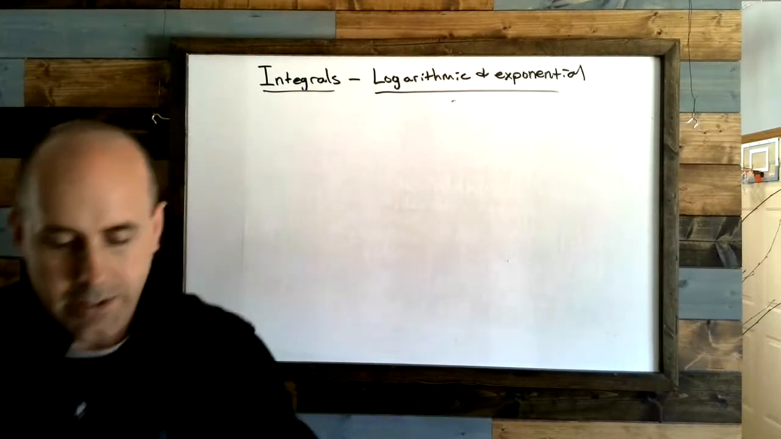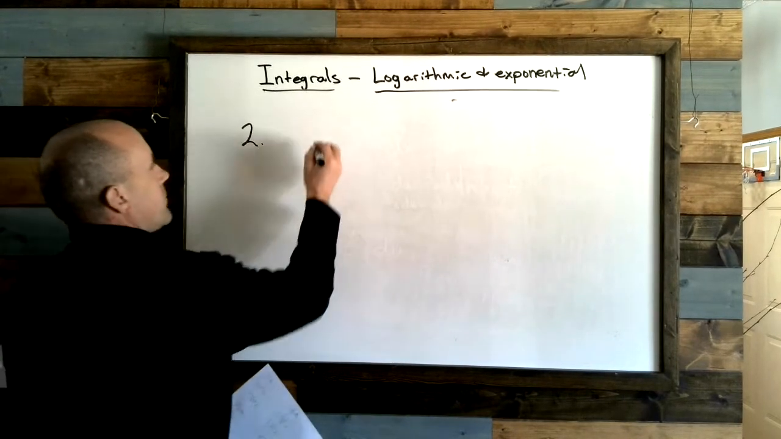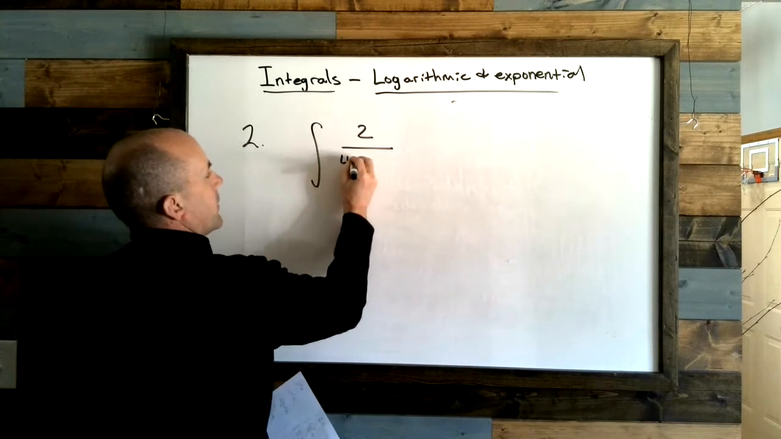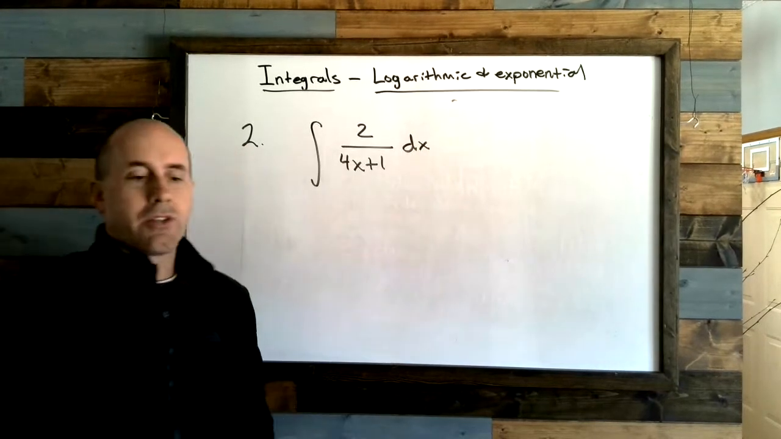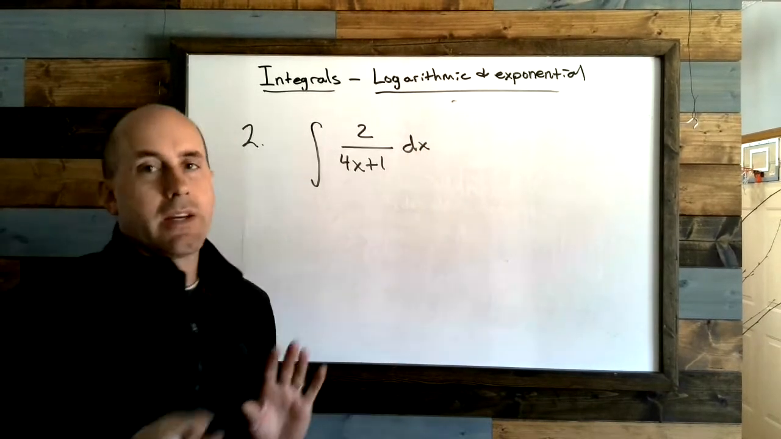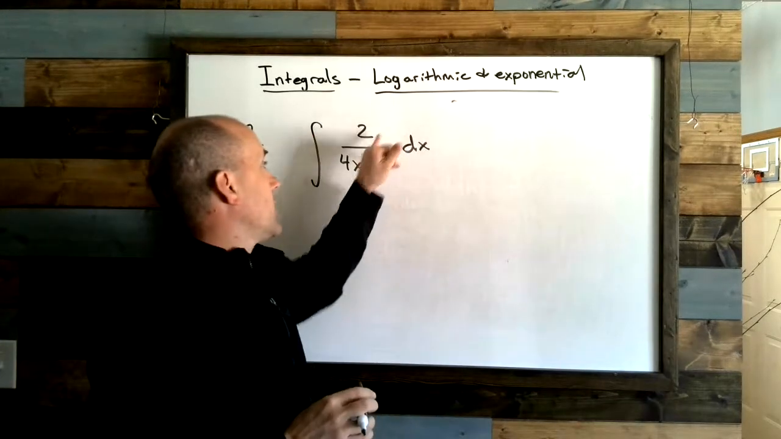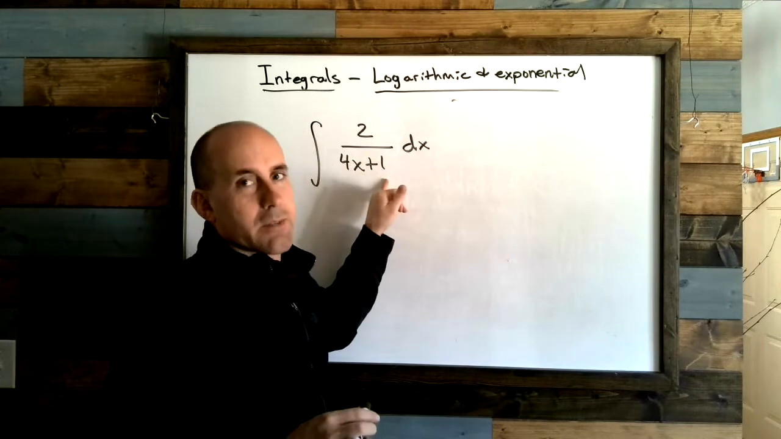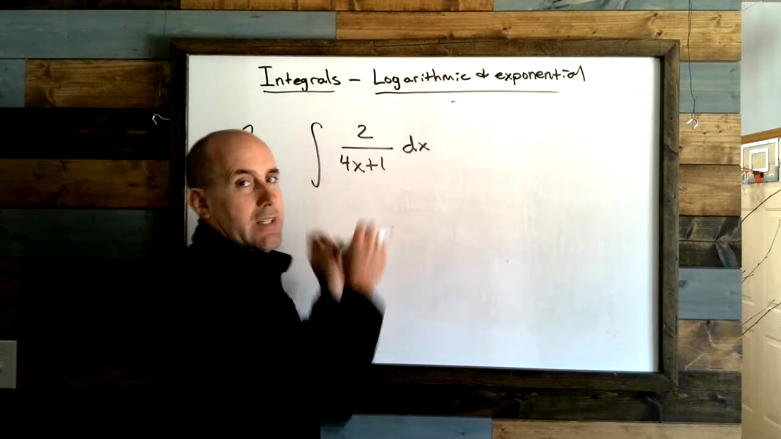Your second one is not quite as straightforward. As you look at this example, it's not 1 over x, okay? But you can see that you do have an x to the first power in the denominator. It's 2 over 4x plus 1. The key is to recognize that you have x to the first power in the denominator.